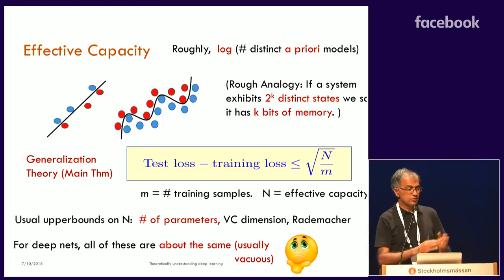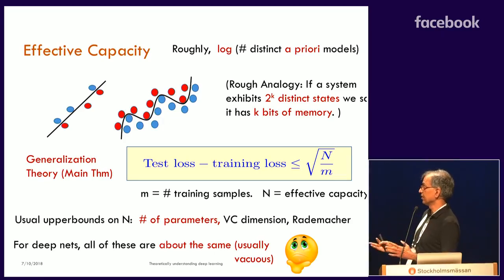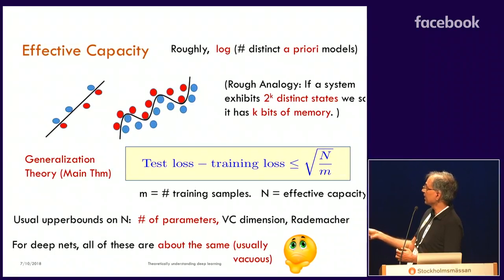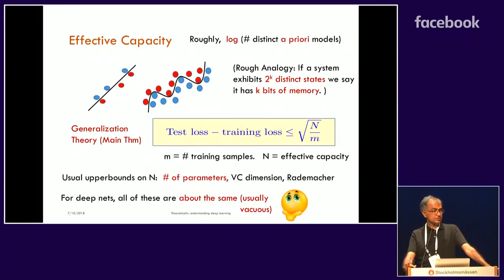And what this paper title was really referring to was that for deep nets, all of these are about the same, okay? And they are usually vacuous. Vacuous why? Because if this upper bound of the effective capacity is more than the number of training samples, then this right-hand side is 1, and so this bound is vacuous. So that's the mystery, okay? That's what this paper title was referring to, that all the measures that we know of in generalization theory lead to vacuous bounds.